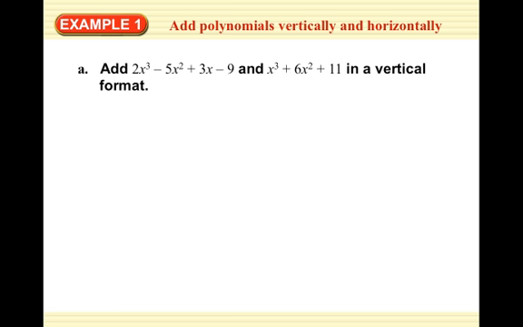I'm going to show you a couple of different formats for addition and subtraction and multiplication. I'm not going to require you to be able to do both formats. On rounds and tests, you can choose whichever format you find most comfortable.